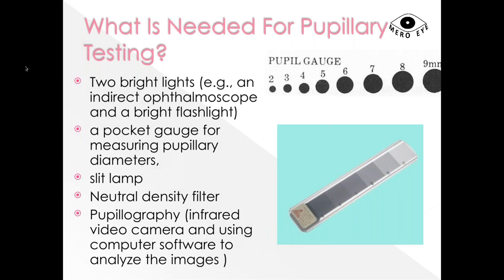It was quite used previously, but nowadays, because we have got better techniques, the neutral density filter is not used so much, but still it can be used to objectively quantify the relative afferent pupillary defect.